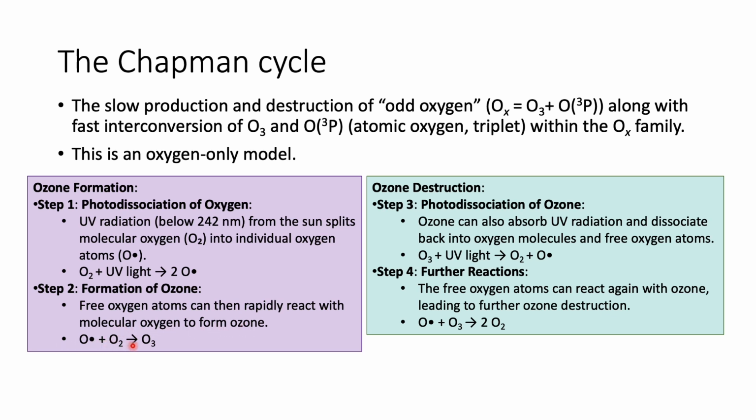So O dot plus O2 gives O3. And then the next event is the ozone destruction. The photodissociation of the ozone happens here. The ozone can also absorb UV radiation and dissociate back into an oxygen molecule and free oxygen atoms. And further, the free oxygen atom can react with ozone again, leading to further destruction of ozone.